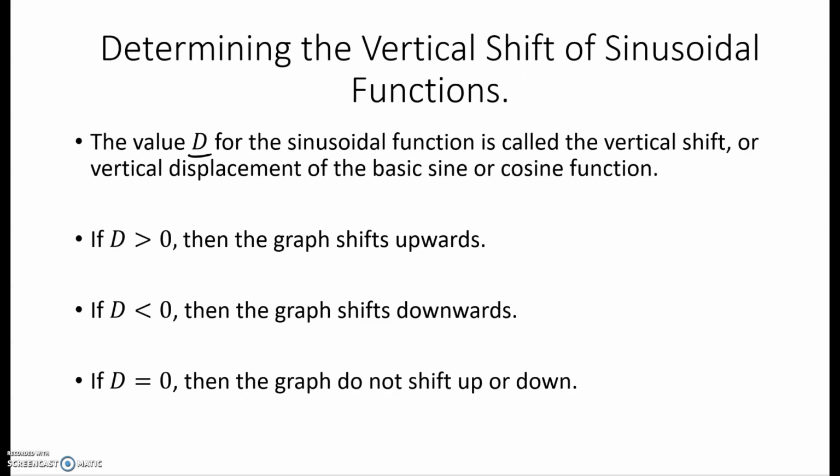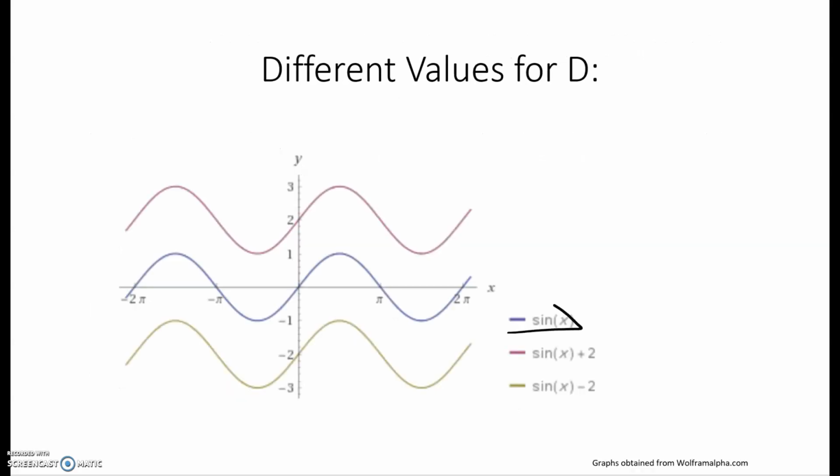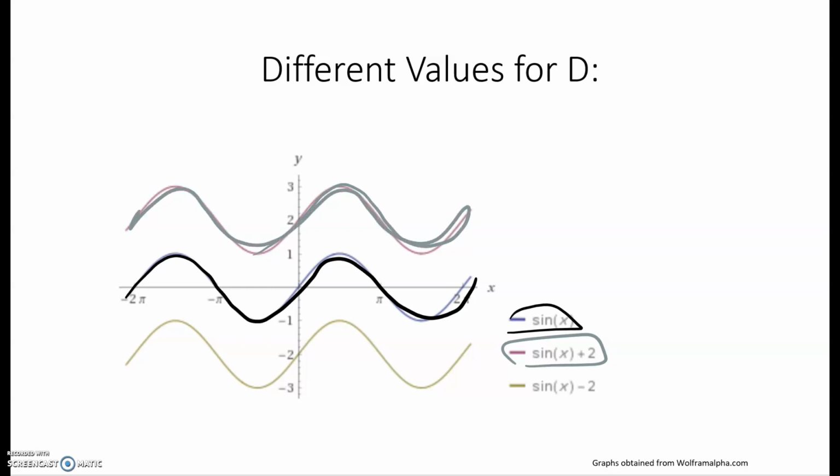Okay, so D, your vertical shift. If D is greater than 0, your graph is going to go upwards. If it's less than 0, it's going to go down. Equal to 0, it's going to stay right where it is. It won't go up or down. So like this, here's our sine function before we do anything to it. If we add 2 to the end of our sine function, it's going to scoot your graph up by 2 units. If we have sine minus 2, it's going to scoot your graph down 2 units. That's it on that one.